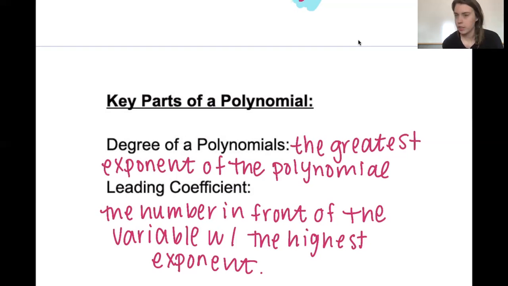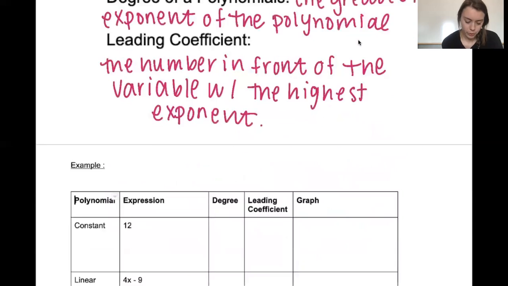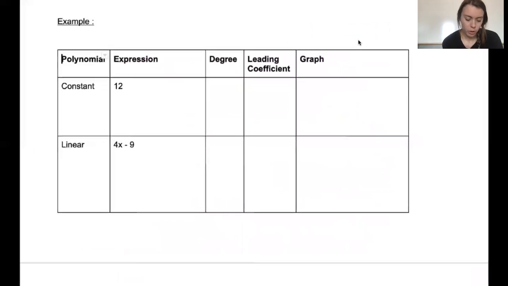Okay, so pause it if you need more time, obviously, but I'm going to go through a few examples with you guys real quick. So on the left are the names of the polynomials and then the exact expression. For the first few, I care that you know the names of the polynomials, but there's 2 at the very end that I don't really care about. They're just more examples. So our first polynomial is called a constant, and an example we have is 12.